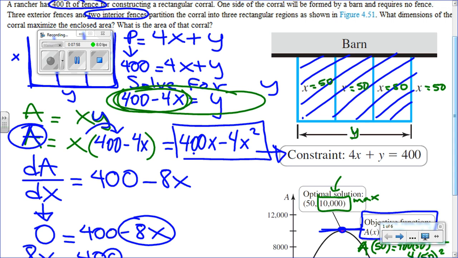So that is 200. And we had 400 feet of fence, so y should be 200. Okay, and that's it. So that's how you can apply it to real life when you buy your own ranch.